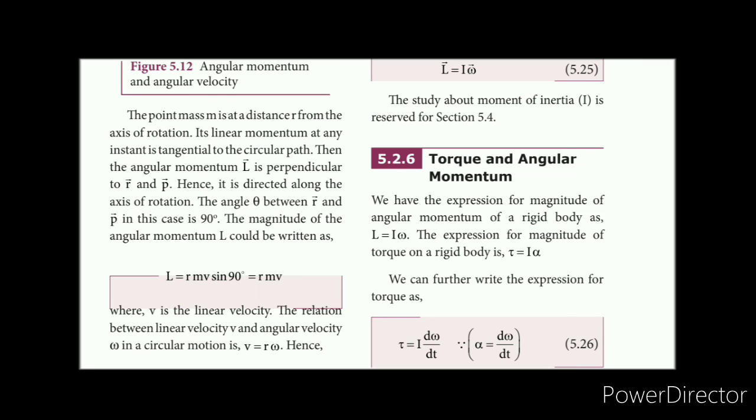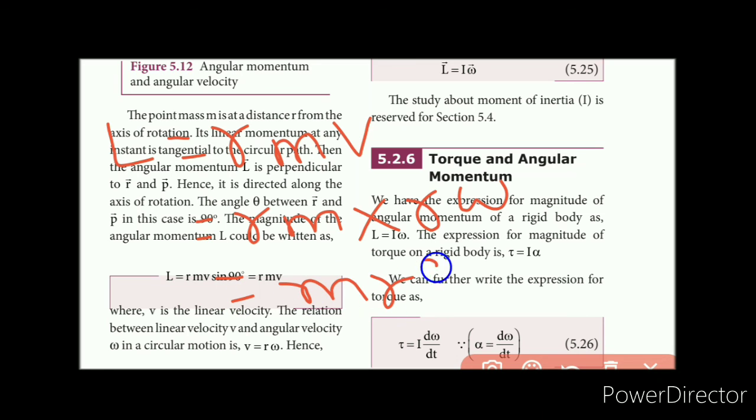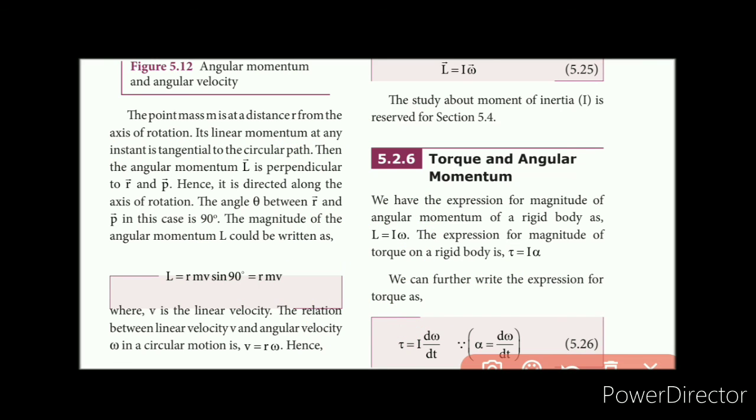Here we can write the relation between linear velocity and angular velocity: v equals r omega. Then L equals r m v, which equals r m r omega, so m r squared omega. Now m r squared is nothing but the moment of inertia, so L equals I omega.